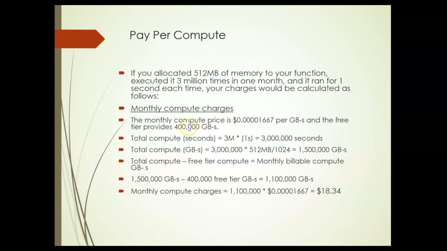Every month, during the free tier, they give you this many requests. So here we are subtracting it, and you are paying for this much only. After your free tier is gone, you pay for this much, which comes to a total of $18 cost-wise, if you are running an application of this size, 3 million requests. GB-seconds is their way of computing: GB of memory, and how many seconds it is going to run. That's how the entire cost is calculated.